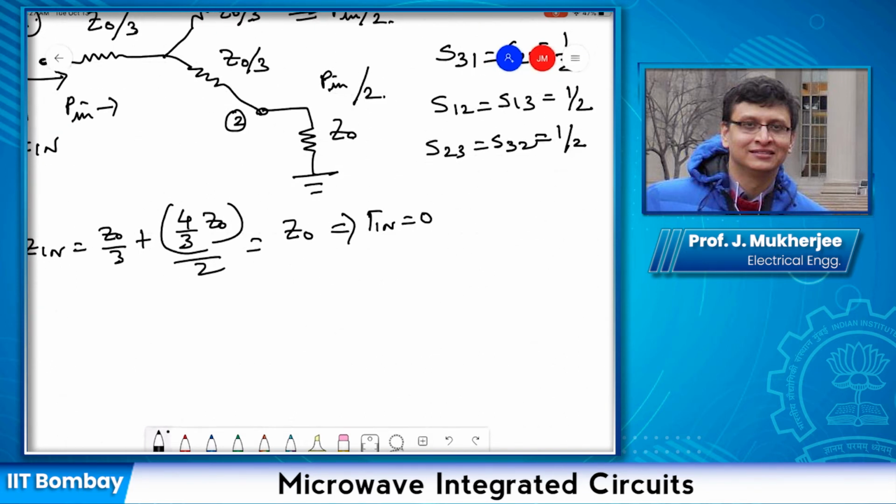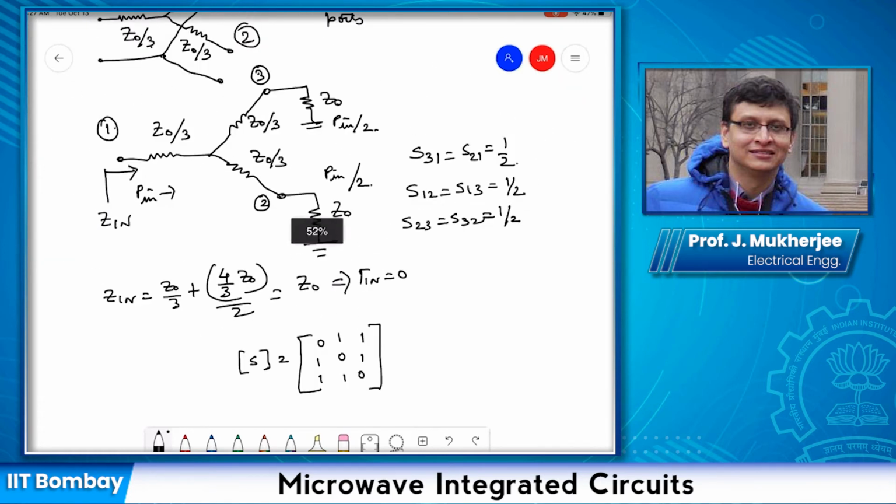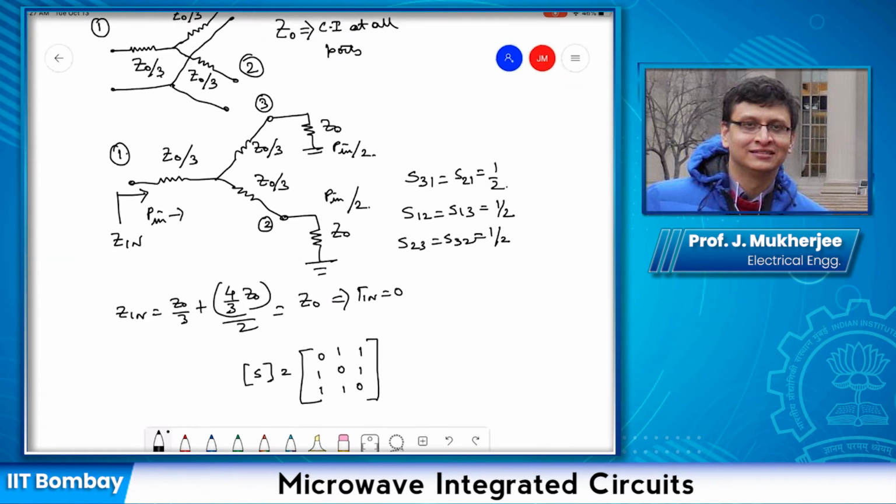So from here we can write down the S parameter matrix for this resistive power divider as, first of all, it's matched at all three ports, and all the other terms are simply 1. So this is the S parameter matrix. One problem with this resistive power divider is that it doesn't provide isolation between the output ports. So any change in the circuitry at this port will affect the power flowing out at this port. This is one disadvantage of this resistive power divider.